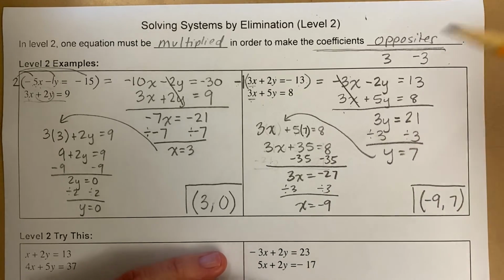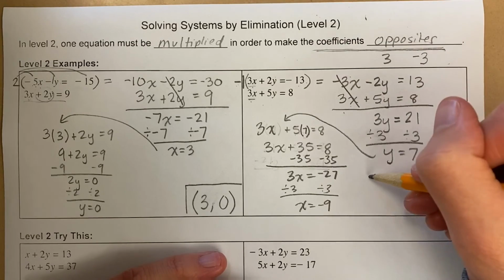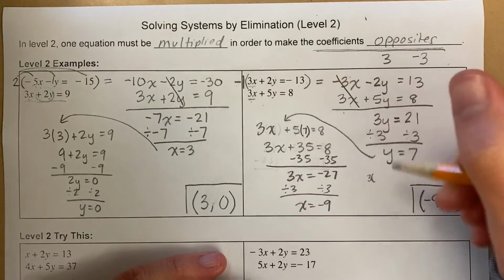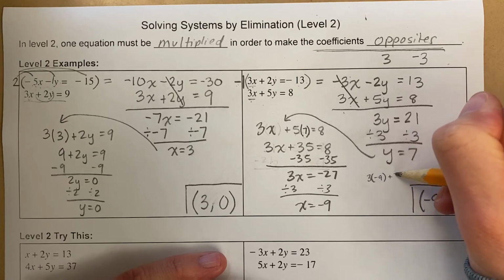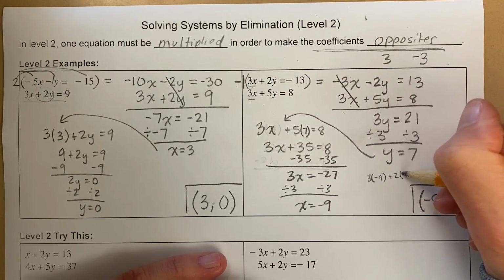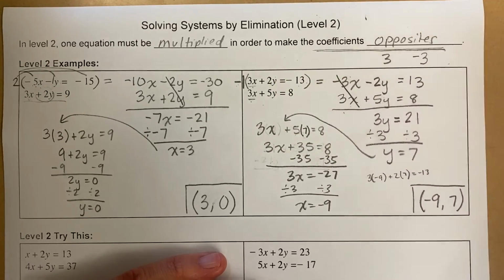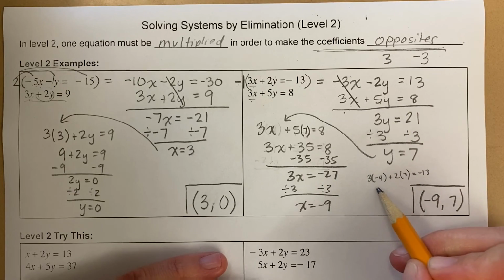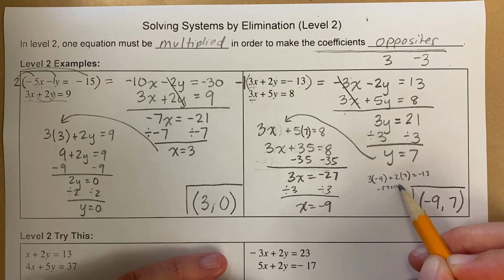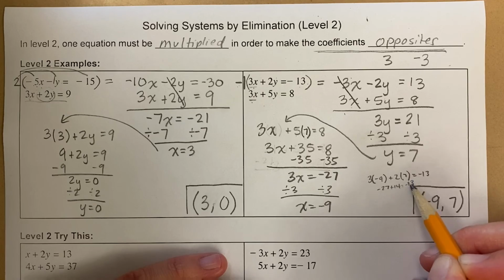Okay, and I can just quickly check, right? I would check it like this: 3 times x plus 2 times y equals negative 13. And you could even use your calculator for this, right? This would be negative 27 plus 14 equals negative 13. And that's true.